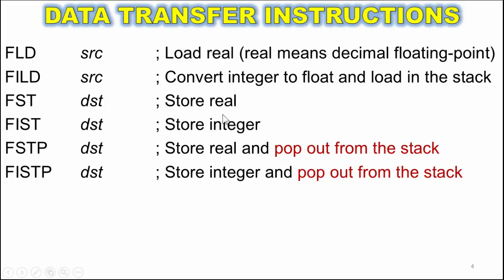FST destination stores a real or decimal number to the specified destination. FIST destination stores an integer number to the specified destination. FSTP destination stores a real or decimal number to the specified destination, and it will pop out whatever the value is from the top of the stack. FISTP destination stores an integer value to the specified destination and pops out whatever the value is from the top of the stack.